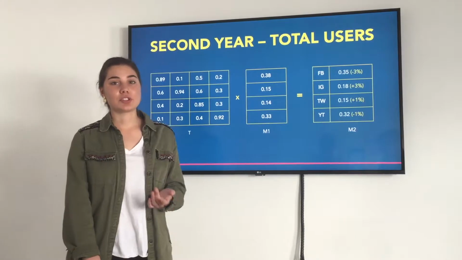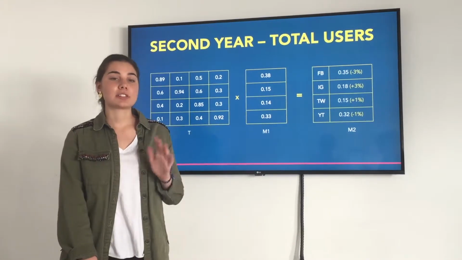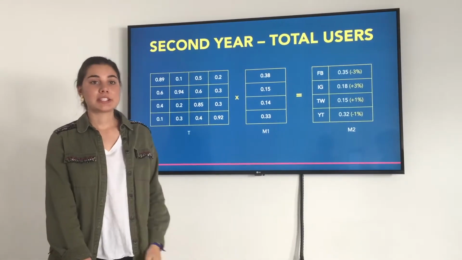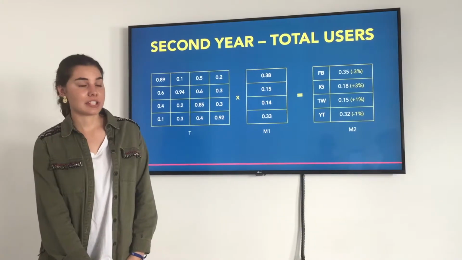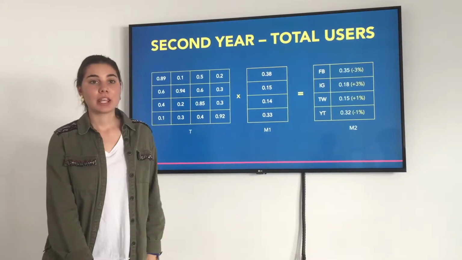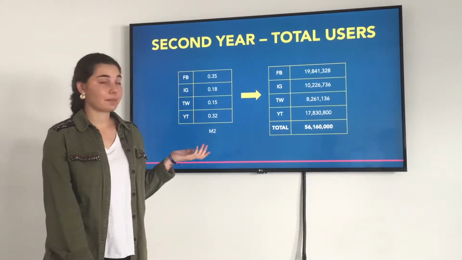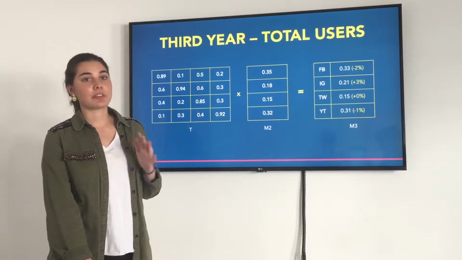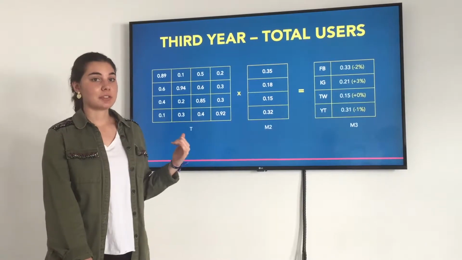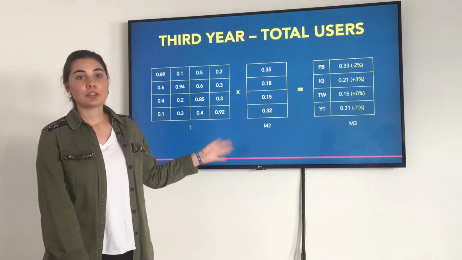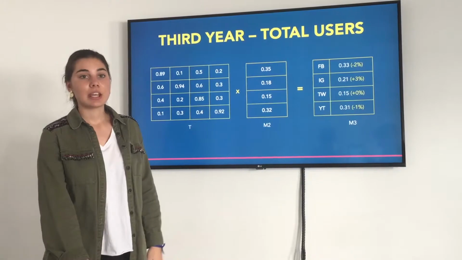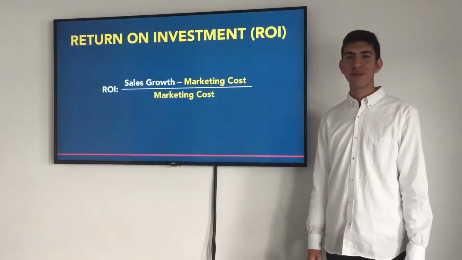To calculate the distribution of the second year, we multiply the transition matrix T times the vector M1 for the first year, and we get M2. And we can turn these percentages into the quantities for the second year. Repeat the process for the third year, multiplying the transition matrix T times M2 to get the vector M3, and turn it into quantities. Remember the return on investment formula.